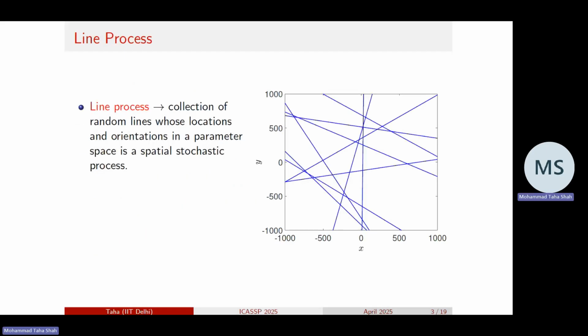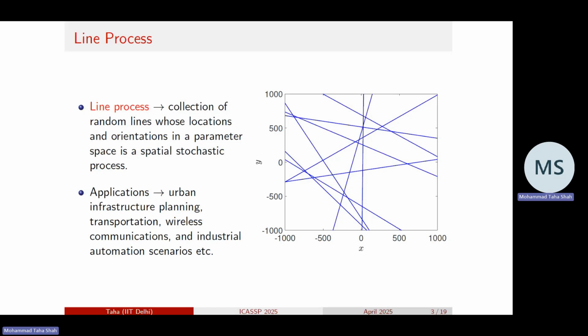To lay groundwork on our discussion, let's start with the basics of line process. A line process is essentially a collection of random lines in a 2D plane whose location and orientation in a representation space forms a spatial stochastic process. To put this into perspective, when you sample a random variable, you get a number. Similarly, when you sample a spatial stochastic process, or in this case, a line process, you get a realization where there are random number of lines having random locations and orientation. The figure here shows a realization of such a process. These processes find application in diverse areas from urban infrastructure planning to wireless communications.